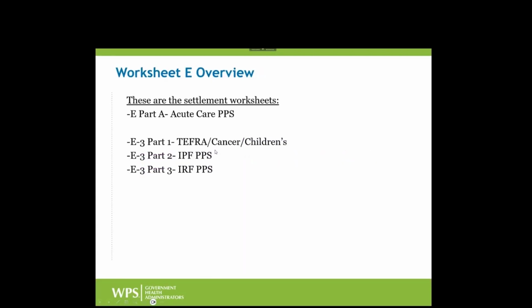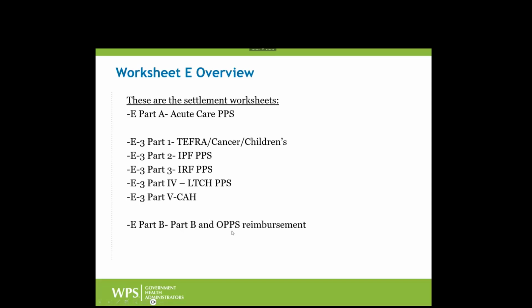Now that takes us to the E series, which I'm barely going to touch on. That's where everything rolls up to. The E series would be the settlement worksheets. Depending on what provider type you are, E Part A is a pretty common one for the acute cares. If you're a psych, you're going to need E-3 Part 2. Cause have E-3 Part 5. And most of them have E Part B. That's your outpatient side.